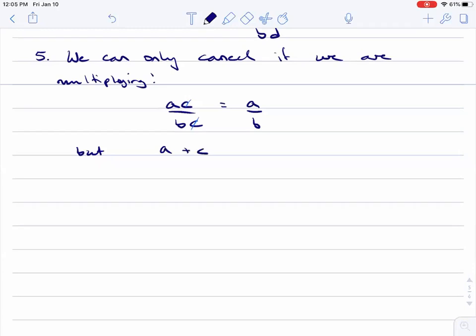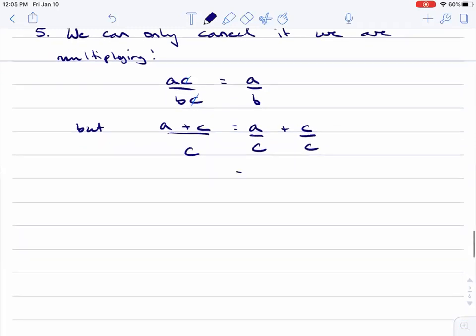But for example, A plus C over C, you can cancel it on the one side, but you can't cancel it on the other side. It is A over C plus C over C. You can split it up like that, kind of do reverse fraction rules, right? But it would become A over C plus 1, right? C over C is 1. So you can't just cancel the C and the C because A is also being divided by C.